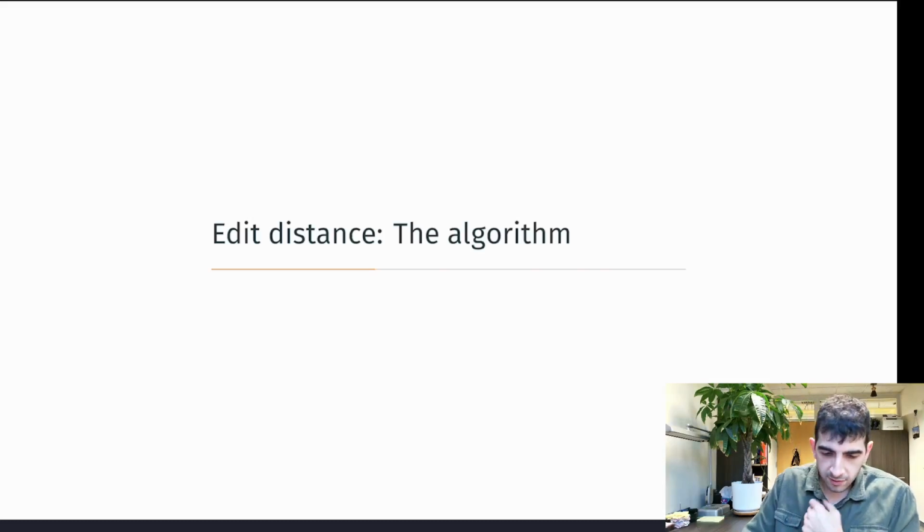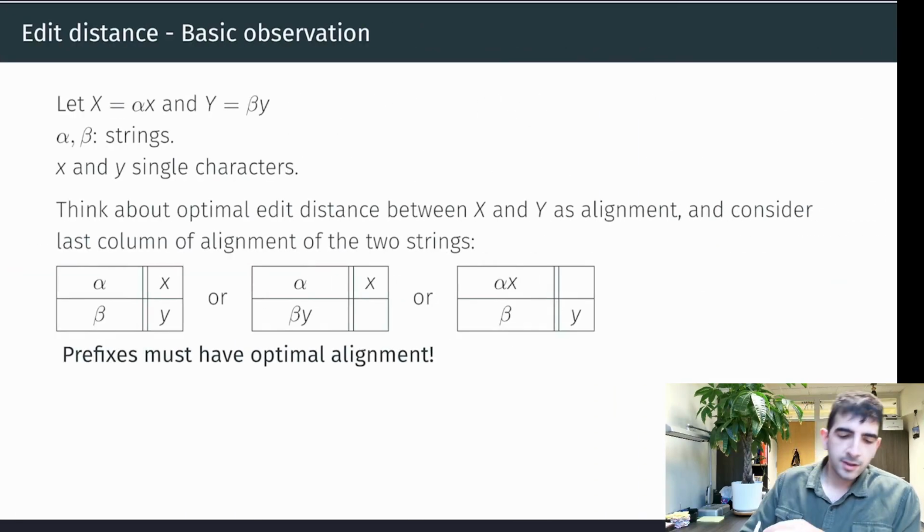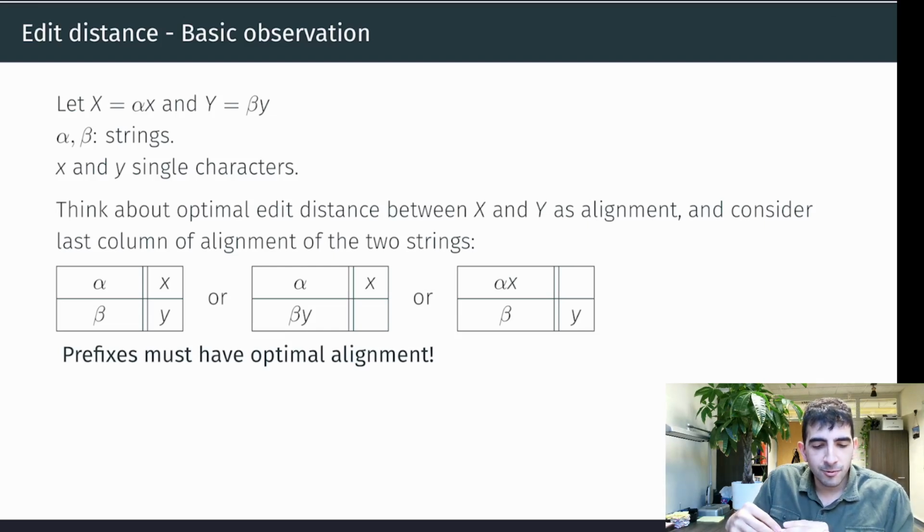Okay, so let's discuss the edit distance algorithm. Given what we have been discussing, maybe it would be nice to think about how we transform this problem into a recursive algorithm. How do we use a recursive algorithm to solve this problem?